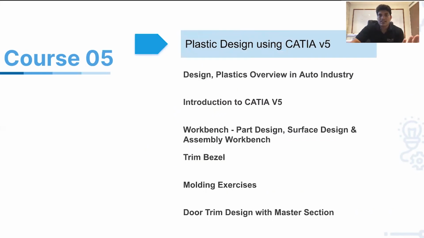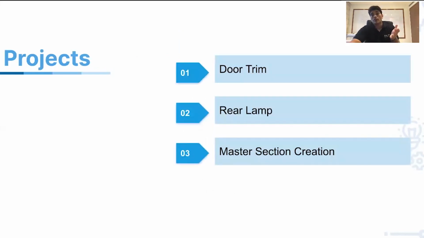The next course is plastic design using CATIA V5. Again, here you basically look into what the plastic industry is. Here you will look into how designing plastics happens in the automotive industry. You will get a very good introduction to CATIA V5. You basically understand what issues come up while designing plastic components and how to overcome them. And you start with beginner level plastic components and go up to advanced door trim design with a master section. So that's what you will be doing in this particular coursework, right? So here the projects that you will be working on are a door trim, rear lamp, master section creation, right? So these are the projects that you will be working on in this particular course.